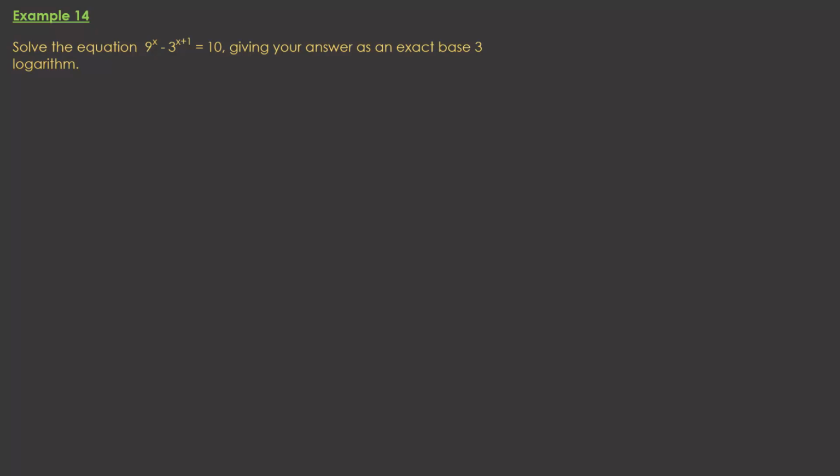Solve the equation 9^x − 3^(x+1) = 10, giving your answer as an exact base 3 logarithm. Now, you can't just take logs to start with. If you do that, on the left-hand side, you'd end up with this. And we don't have a log law that deals with a subtraction in the middle. So that would take us nowhere.